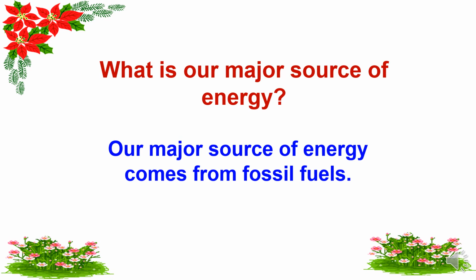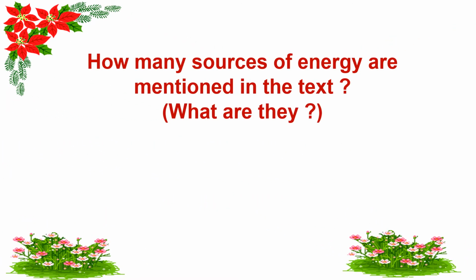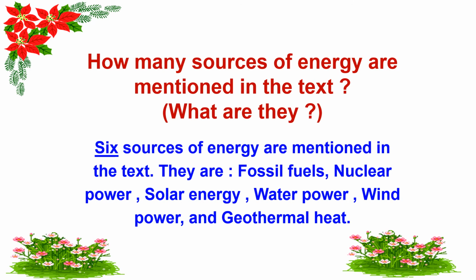You can see it very clearly in the first sentence of the reading passage. The second question, how many sources of energy are mentioned in the text? What are they? I'm sure that most of you answered that there are 5, but in fact there are 6. 6 sources of energy are mentioned in the text. They are fossil fuels, nuclear power, solar energy, water power, wind power, and geothermal heat.